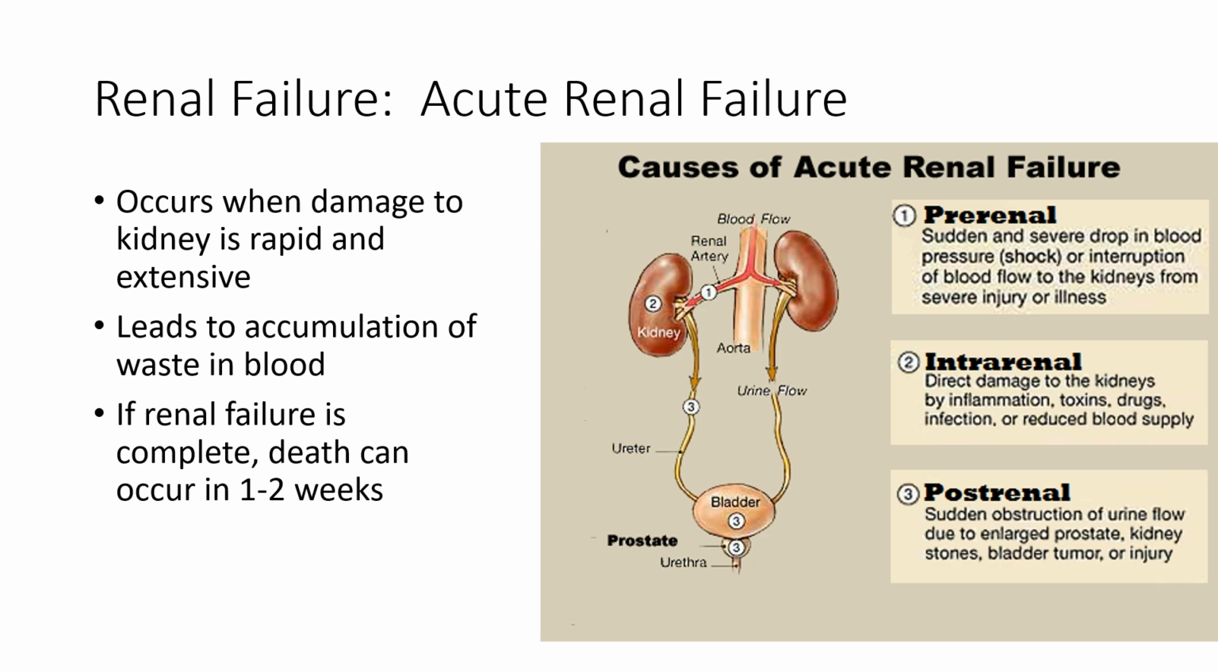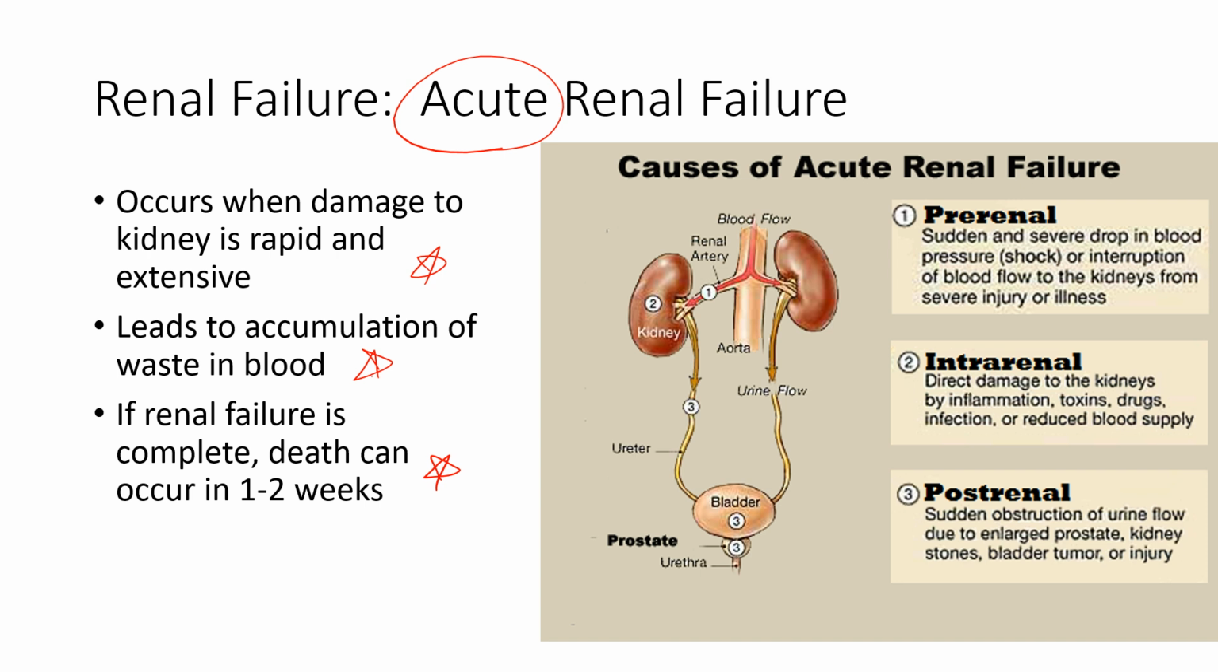Renal failure occurs when the damage to the kidney is rapid and extensive. So this is acute renal failure, okay, versus chronic renal failure. So this happens very quickly. This can lead to accumulation of waste in blood. So obviously, if the kidney's not working, you're going to develop a lot of stuff in the blood. If renal failure is complete, death can occur in 1 to 2 weeks unless somebody gets dialysis.